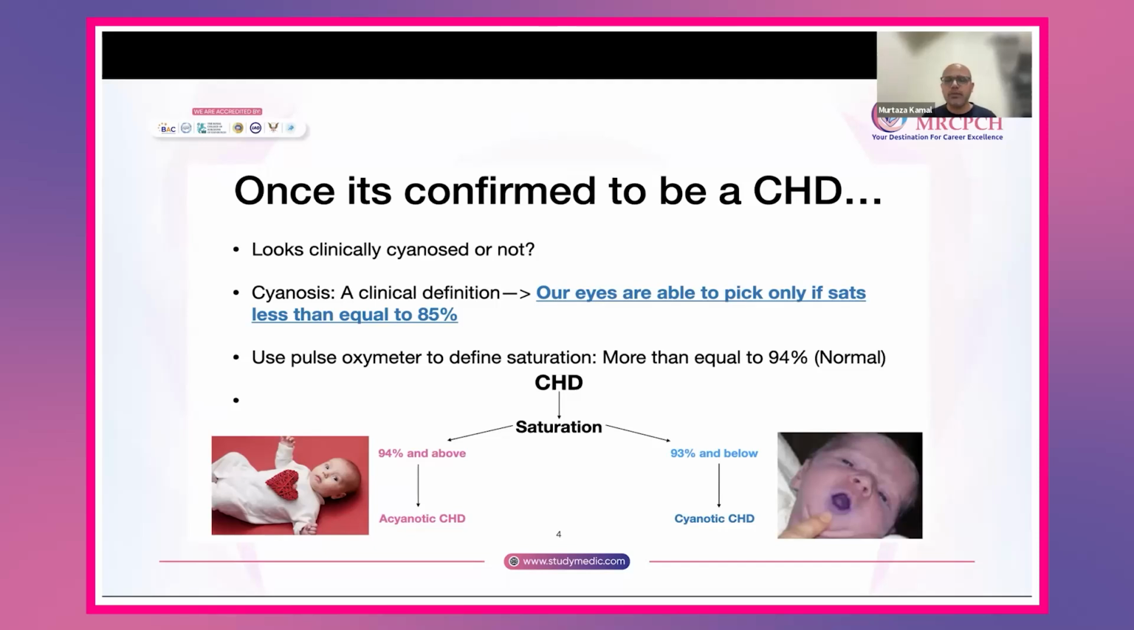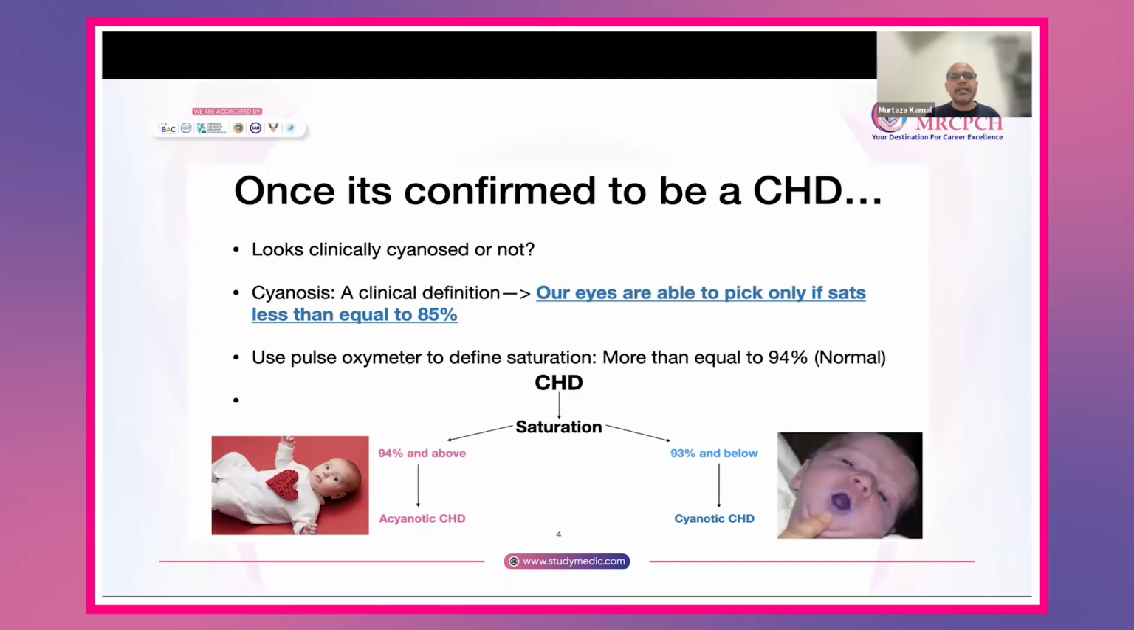But we know that the normal saturation is more than or equal to 94%. So any saturation of 94, 95, 96, 97, 98, 99, 100 is normal. Anything below 94 is abnormal. Between 85 and 93, although it falls in the basket of cyanotic heart disease, our eyes are not able to see it, so we call it congenital heart disease with arterial desaturation. This will be put in the basket of cyanotic congenital heart diseases only. Anything less than 94% will come into the basket of congenital cyanotic heart disease.